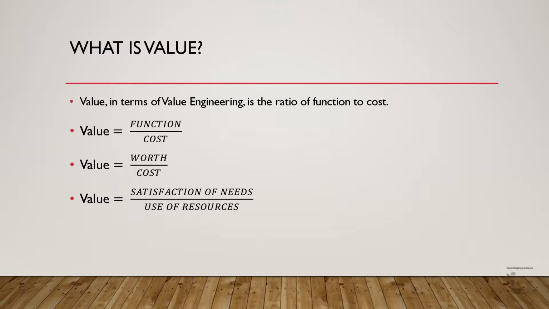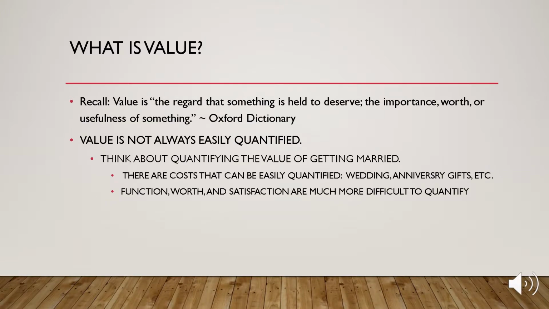Now, in terms of value engineering, value is the ratio of function to cost, or more broadly, worth to cost, or even more broadly, satisfaction of needs to the use of resources. Remember, value is something that is measured not only in cost, but in importance, in the worth of something, in the usefulness of something. So in that sense, it can be a little bit more difficult to keep subjective. So we use a method of comparison.